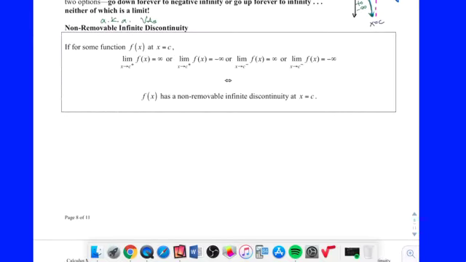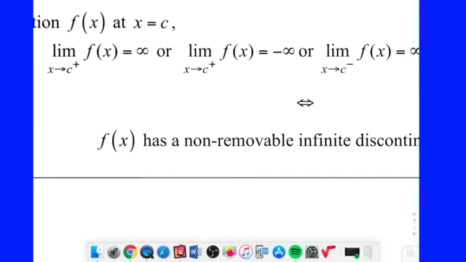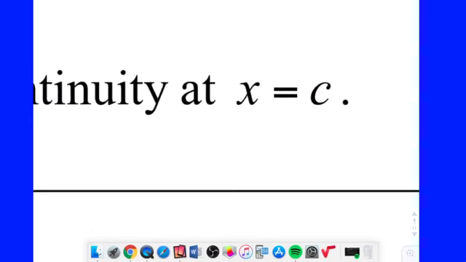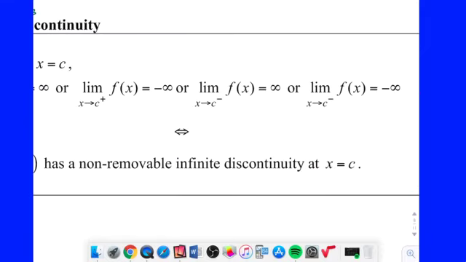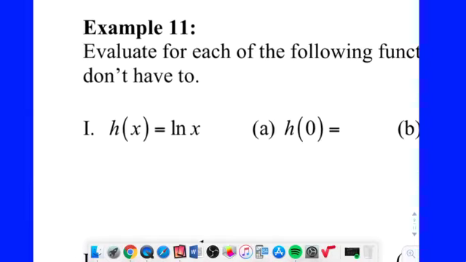So that's the definition of a vertical asymptote. And then it's an if and only if, so it also works the other way around. If you know a function has a vertical asymptote at a certain x value, then one of those four for sure is going to be true, possibly two of them, okay? Possibly two of them. So let's jump down to example 11.